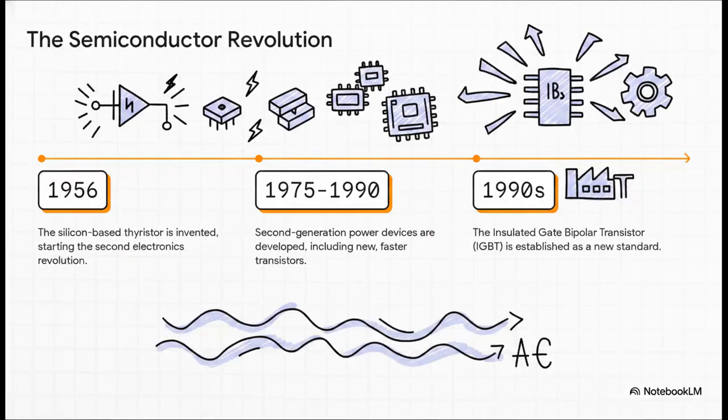This whole revolution really kicked off back in 1956 with a device called the Thyristor. You can think of it as a really powerful electronic switch made out of silicon. And this wasn't just some minor step. It kicked off what people call the second electronics revolution. Over the next few decades, these switches just kept getting smaller, faster, and better, leading up to the 1990s with devices like the IGBT, which became the new workhorse for the entire industry.